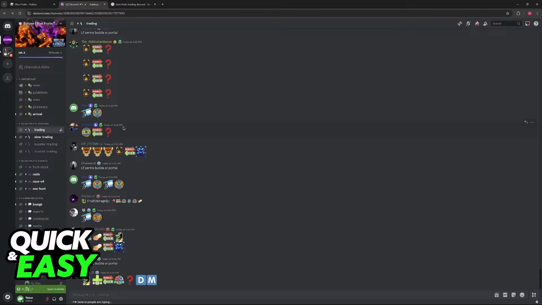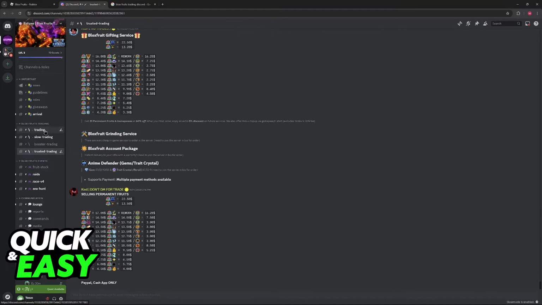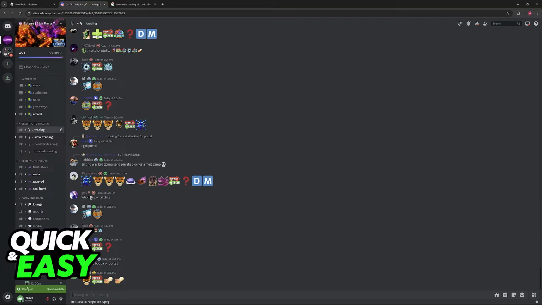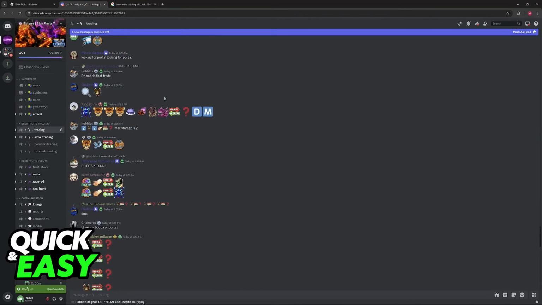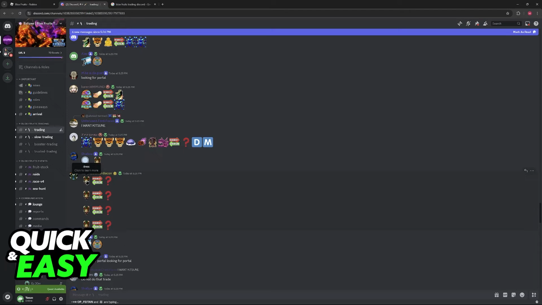When you join any of these servers, usually what will happen is that they will have channels at the left here. So they have trading, slow trading, booster trading, trusted trading, and all that you have to do in here is to include which fruits or which items you have and what you want in return. So people usually use the emotes provided by the server. So in this example here, this person has a T-Rex fruit and they are requesting any items. So maybe you just make an offer and see if they accept.